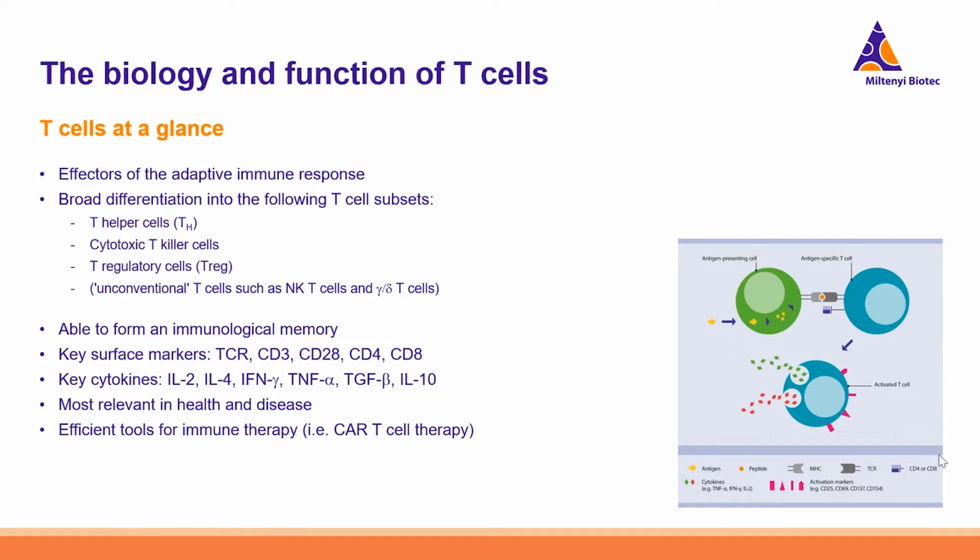To exert their function as effectors of the immune system, T cells release cytokines to communicate with the environment and to cause various effects such as promoting inflammation. These include interleukin 2, interleukin 4, interferon gamma, tumor necrosis factor alpha, transforming growth factor beta, and interleukin 10. T cells are most relevant in both maintenance of health as well as fighting diseases. Last but not least, these properties make T cells ideal tools for immunotherapy, where T cells, for example, are genetically modified as CAR T cells to attack cancer specifically.